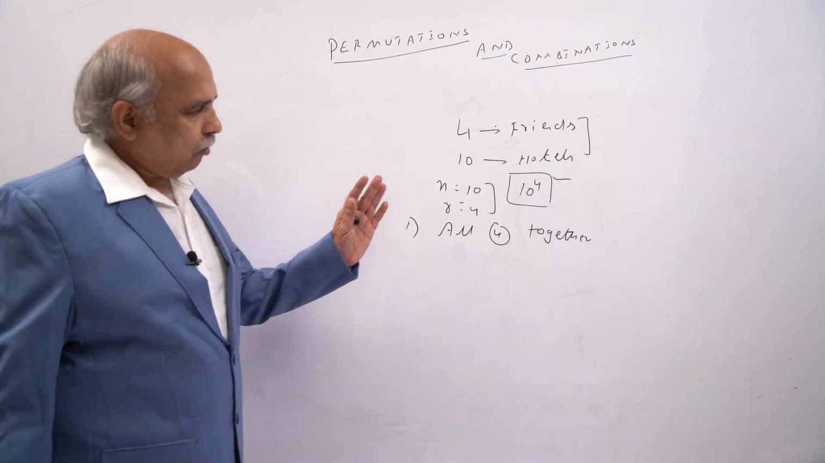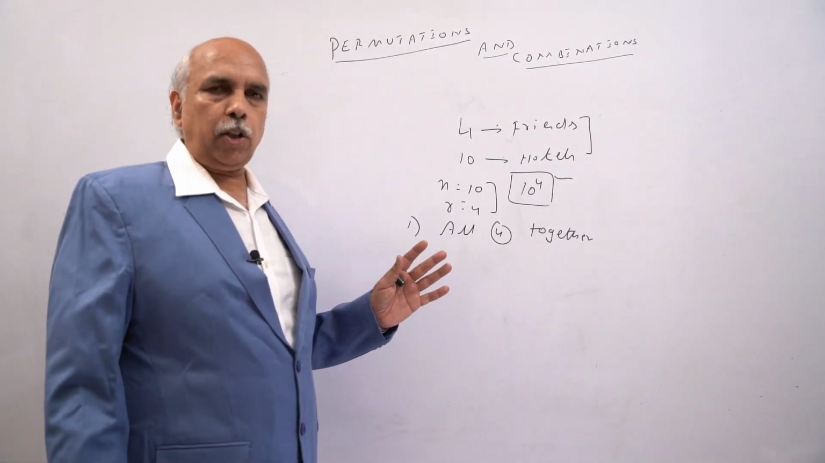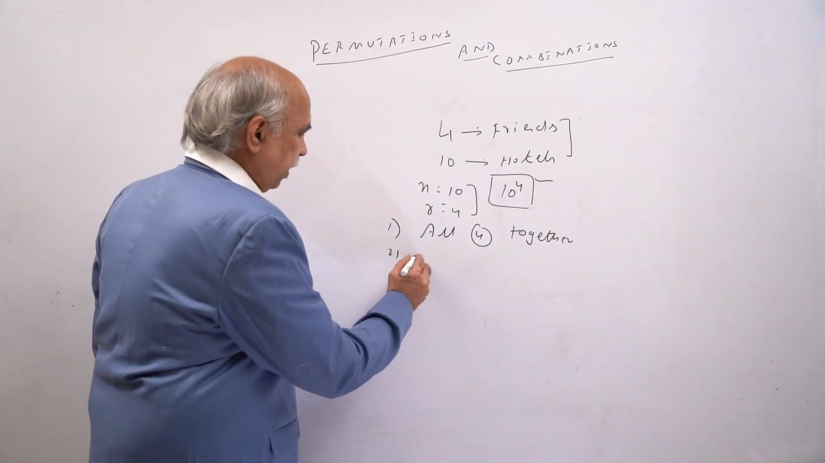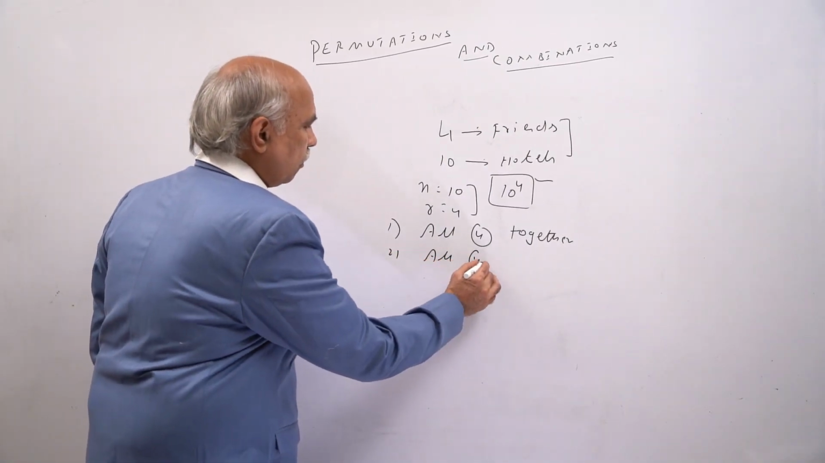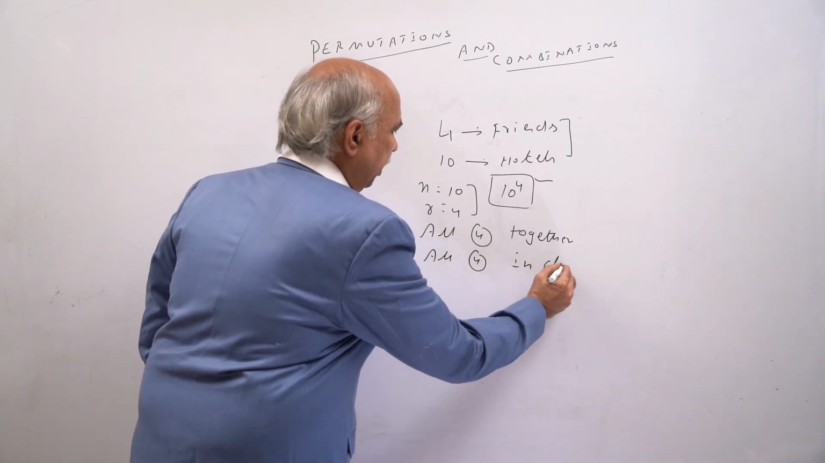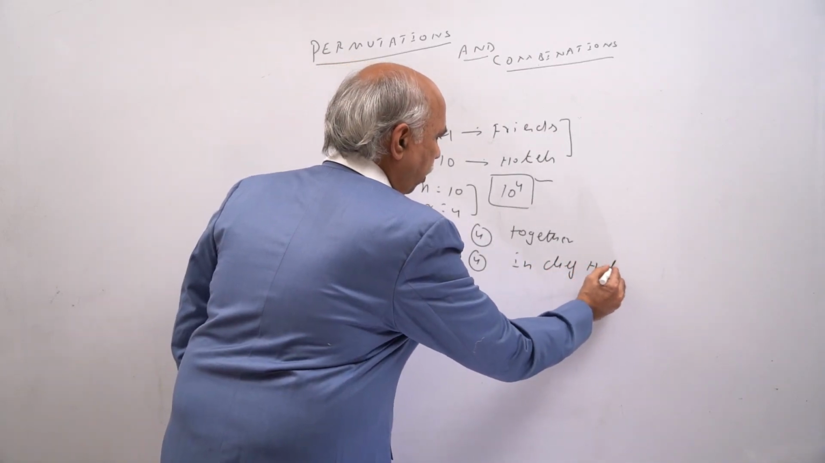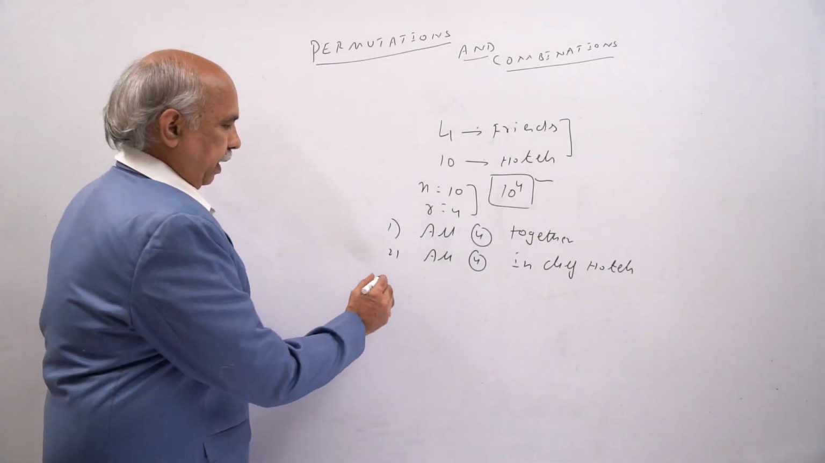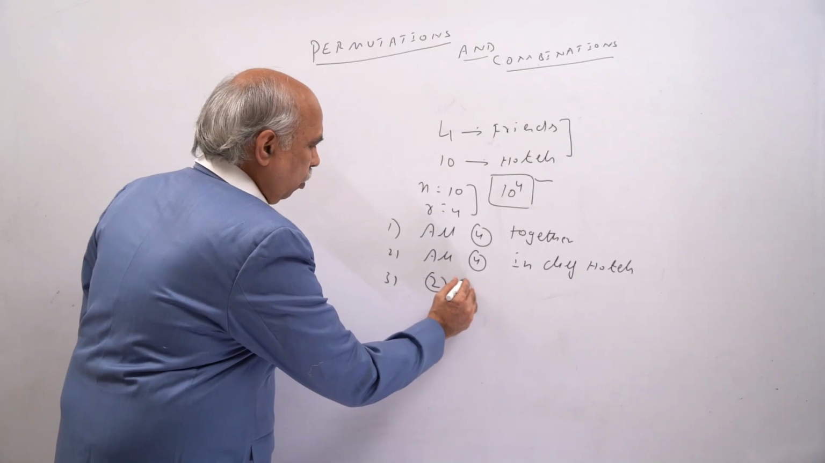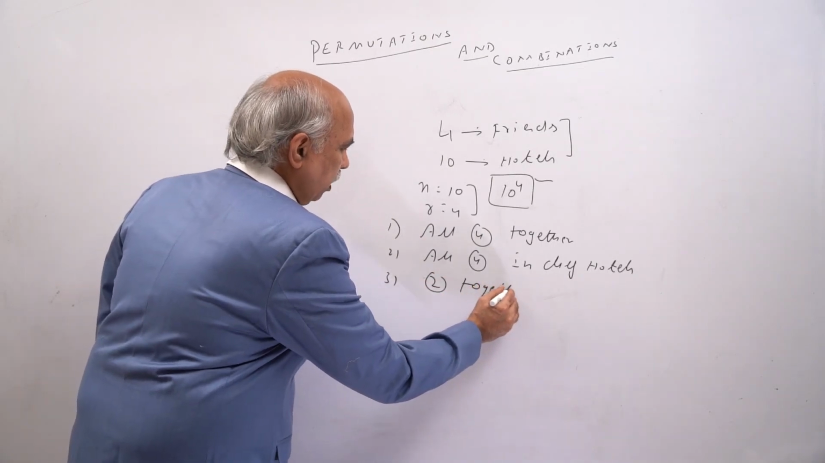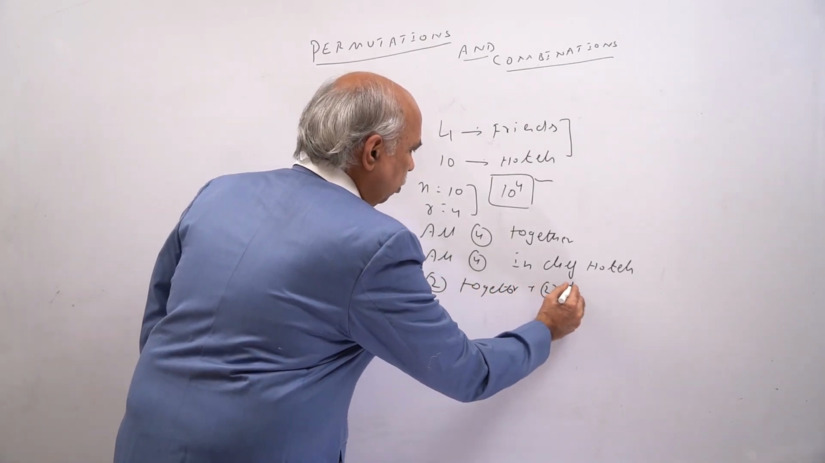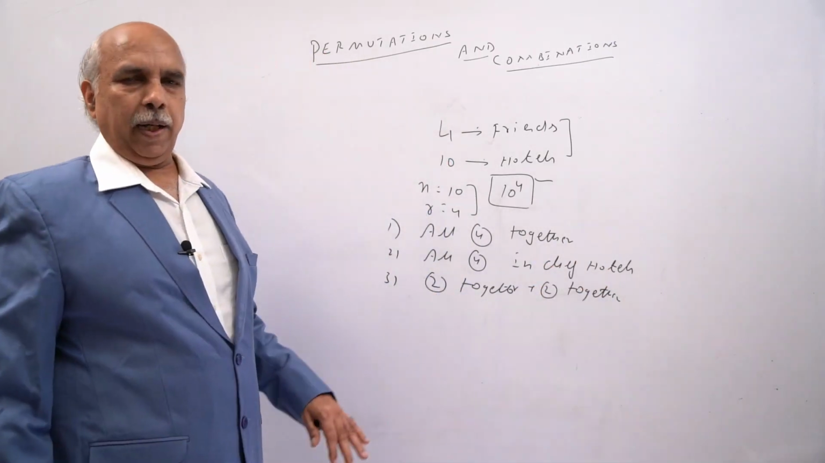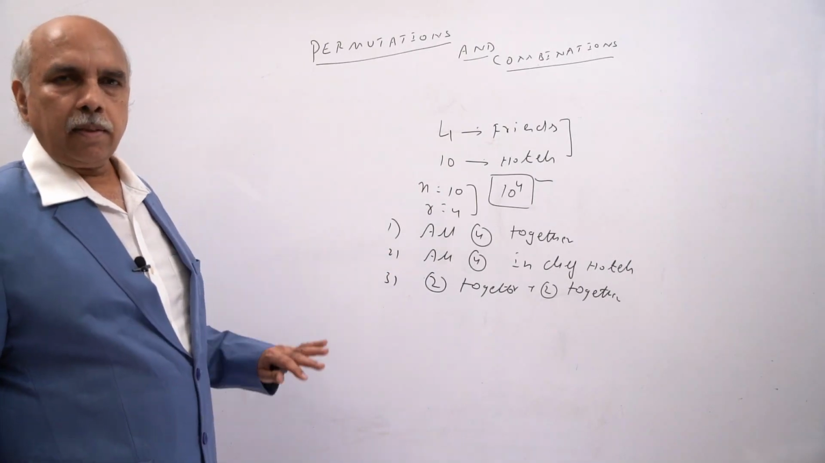That means if all 4 are together, they are occupying one hotel, and all the remaining hotels are empty. Then the second case we can get is all 4 in different hotels. This is another case we get. Third case, 2 together stay in one hotel plus 2 together. That means 2 hotels are occupied, remaining 8 hotels are empty.